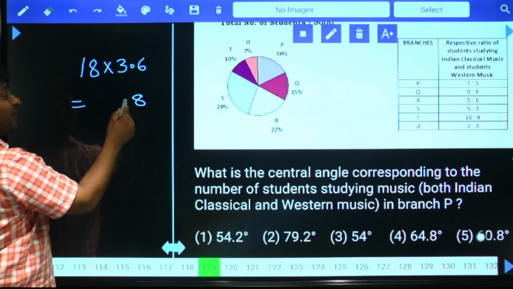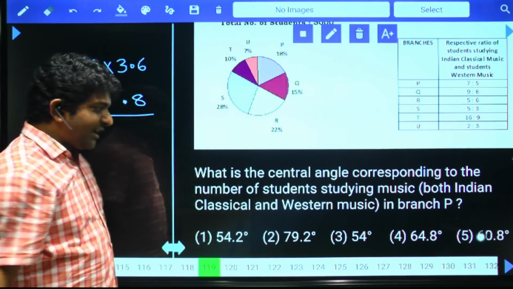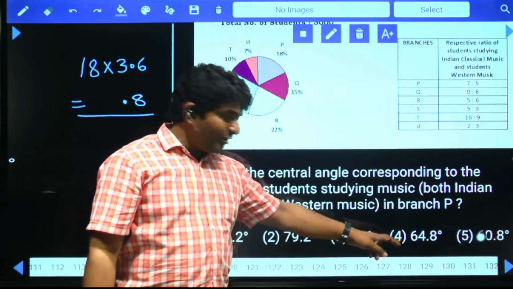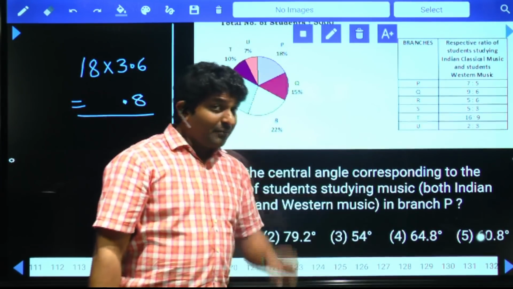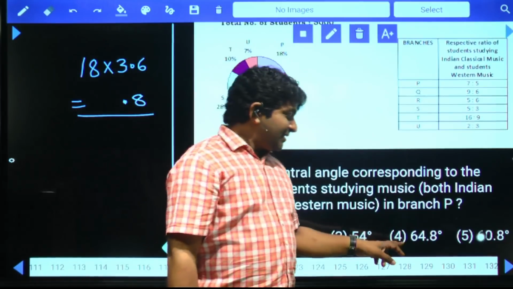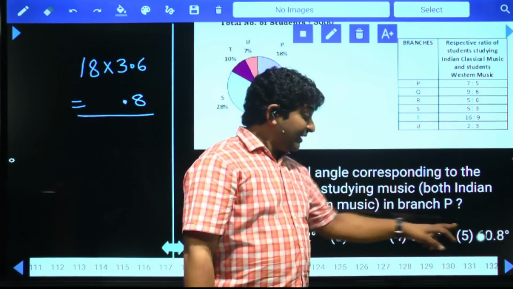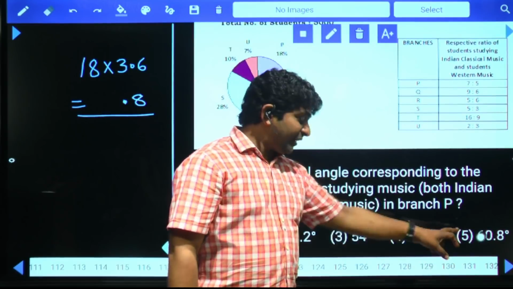And then you also have the point, so your answer should have 0.8. How many options have 0.8? 2 options, fourth and then fifth. But the answer should be a multiple of 9. Is the fourth option a multiple of 9? Yes. Is the fifth option a multiple of 9? No. Fifth cannot be your answer.